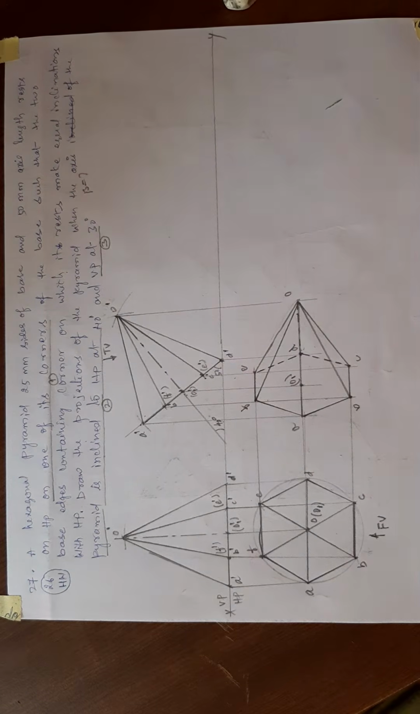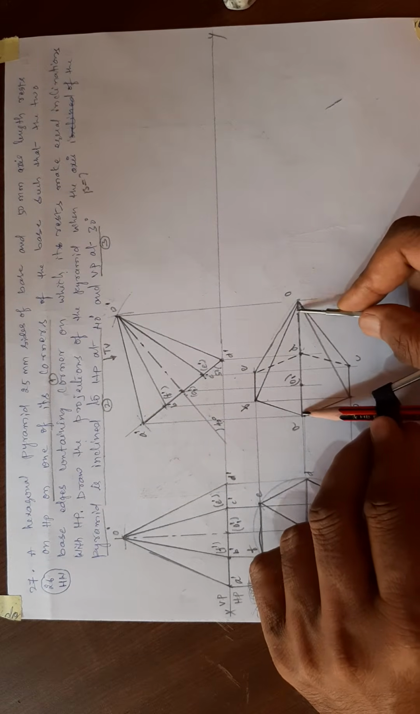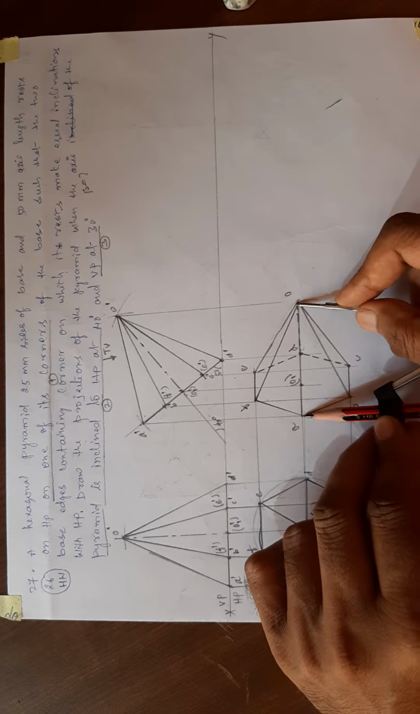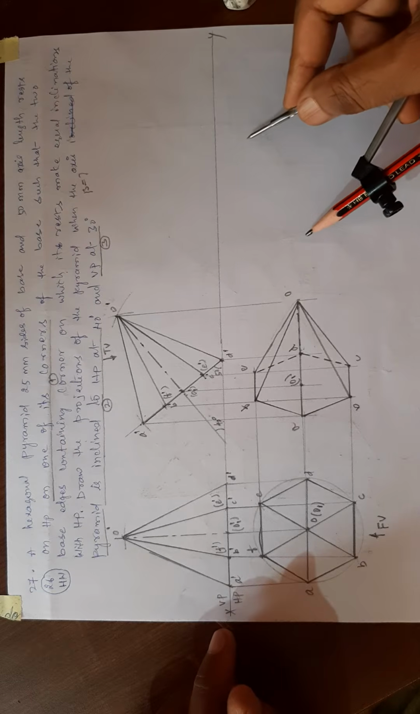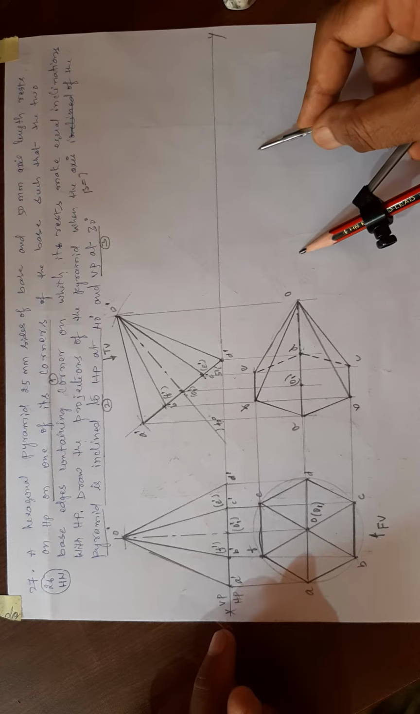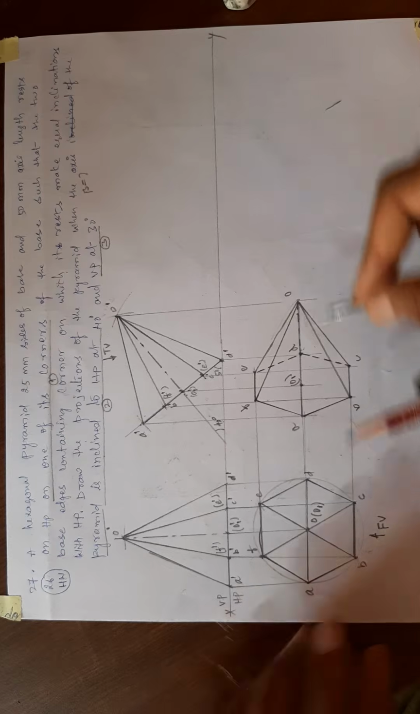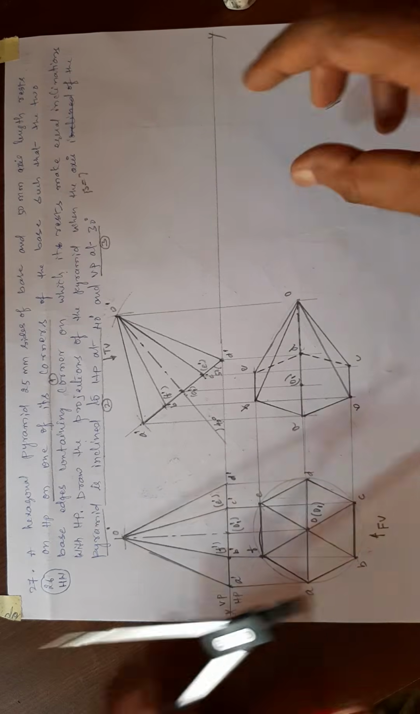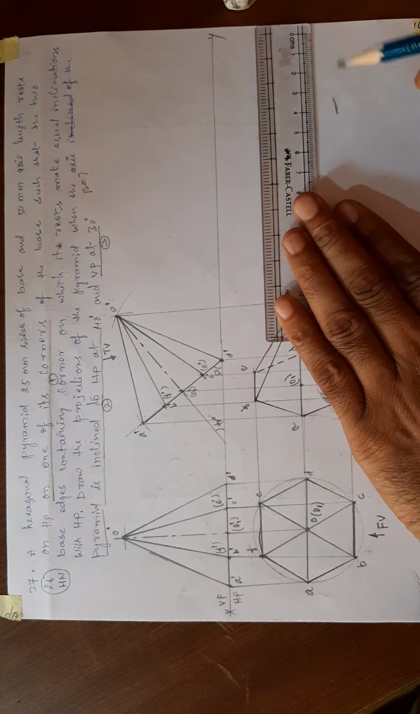Then the axis is inclined at 30 degrees to the VP. So we have to find the beta angle. To find the beta angle, before that, you measure the width of the top view and keep it like this. The axis is inclined to the VP at 30 degrees. It will come here like this. Here 30 degrees means it will go like this. So draw a horizontal line here, a horizontal line which is parallel to the XY line.